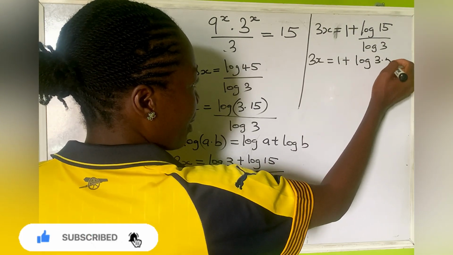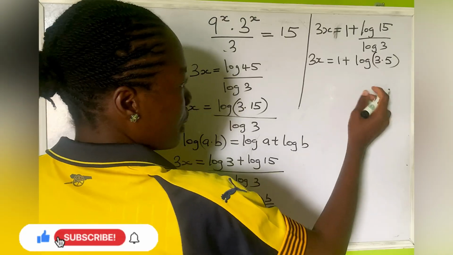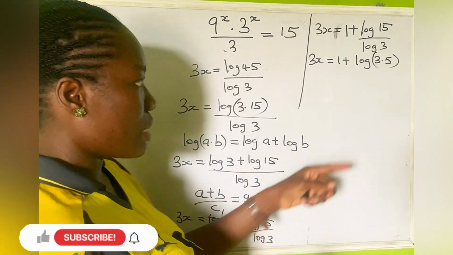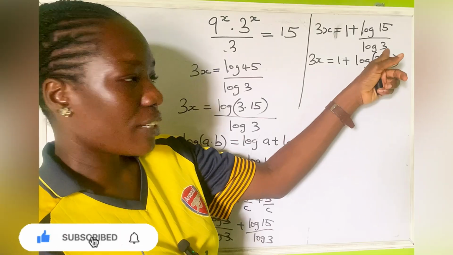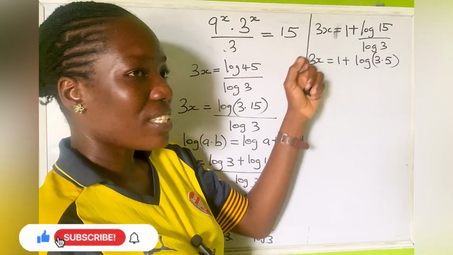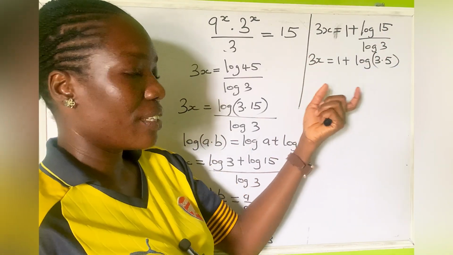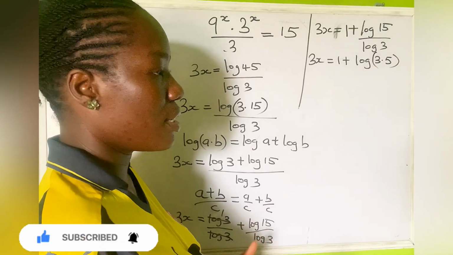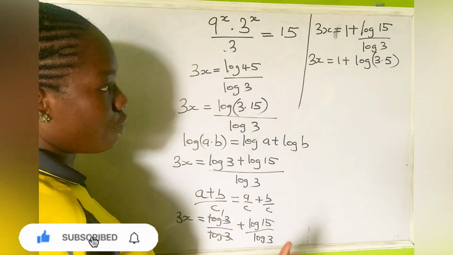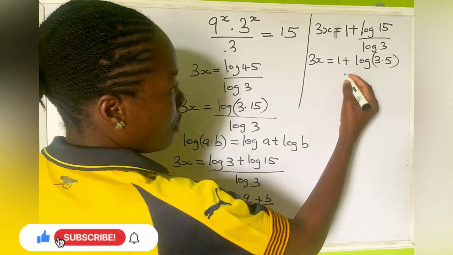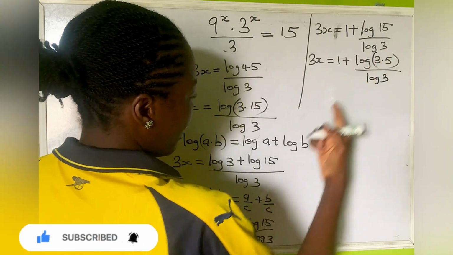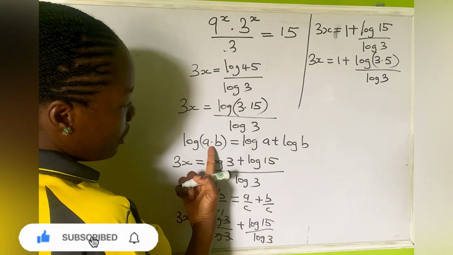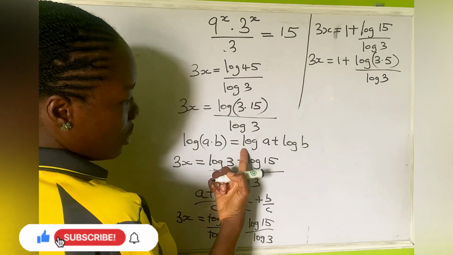3 multiplied by 5. Now, the trick is to always make sure that your denominator is a factor of the numerator until you're not able to find any factors anymore. Then you can say this is the least logarithm form to express the equation in. So now this is over log 3. Like I said initially, when you have this expression this way, it translates to this.